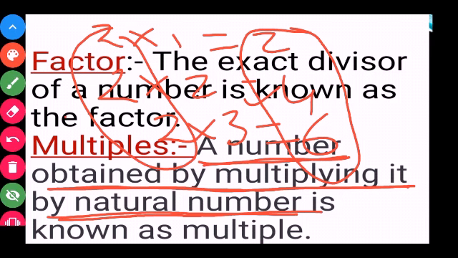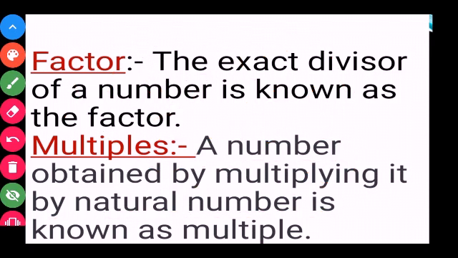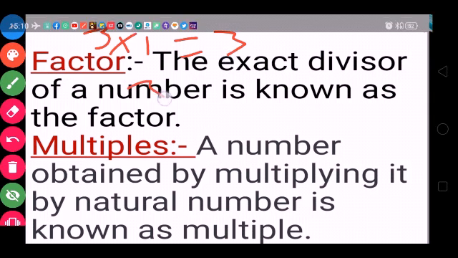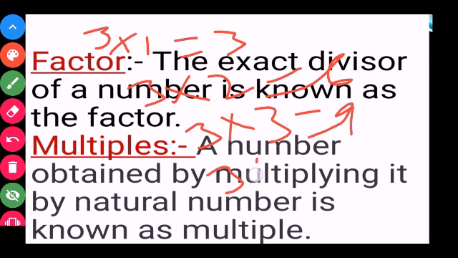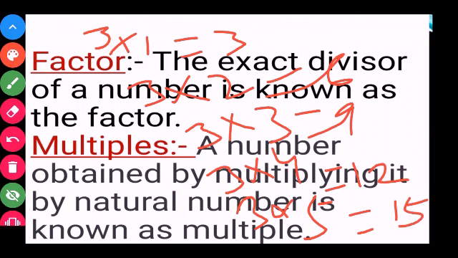Similarly, you can take another example: find the first 5 multiples of 3. You multiply 3 by 1, so it is 3. 3 into 2, it is 6. 3 into 3, then 9. 3 into 4, it is 12. Then 3 into 5, so it is 15. So here 3, 6, 9, 12 and 15 are the first 5 multiples of 3. Understand?